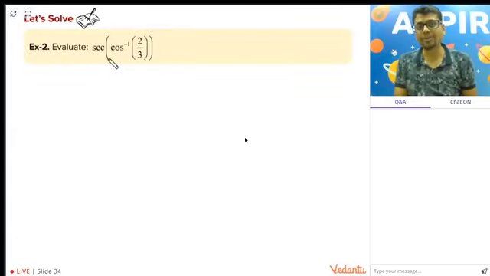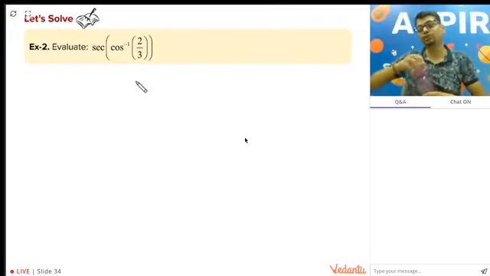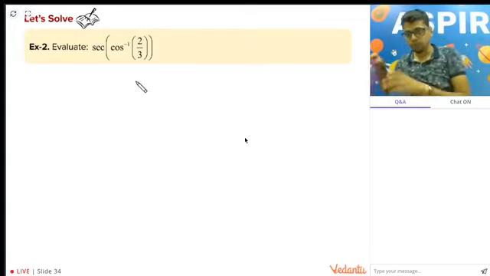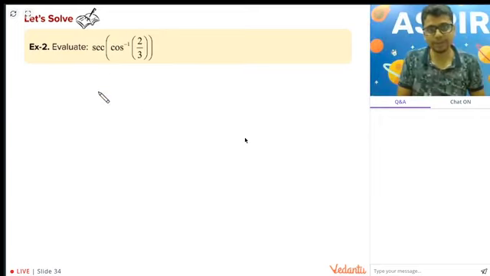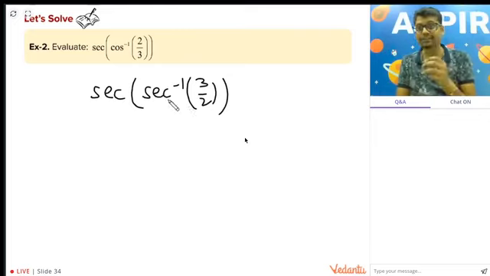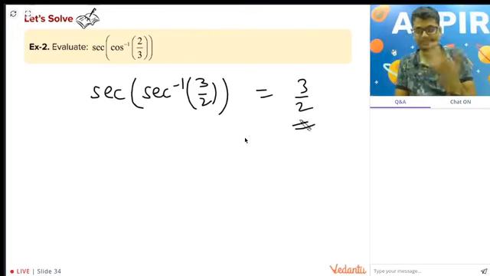Now, what about this, sec of cos inverse 2 by 3? Who will answer? Sec of cos inverse 2 by 3. 3 by 2. Correct. So you can see it like this, sec of sec inverse 3 by 2. And 3 by 2 is in the domain of sec inverse. So it becomes 3 by 2. Right? That's it. Finished. I hope it is clear.